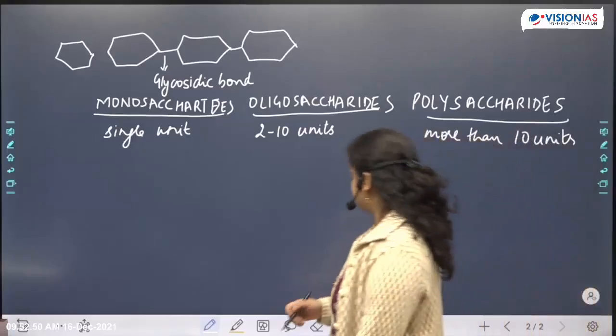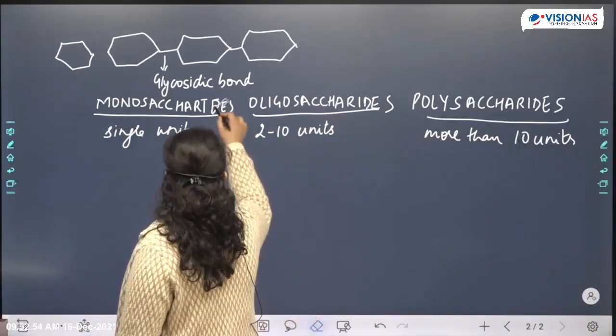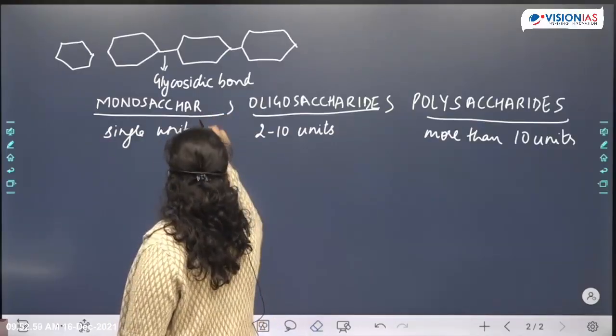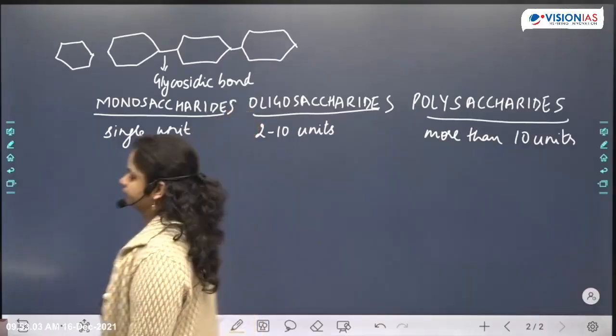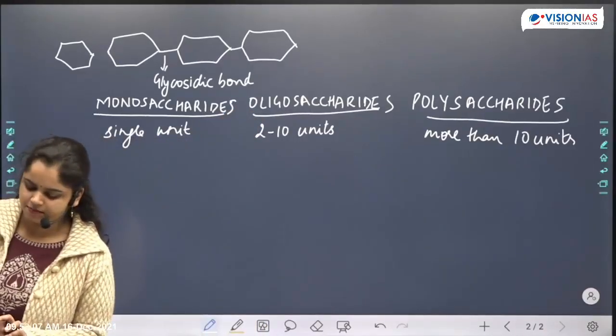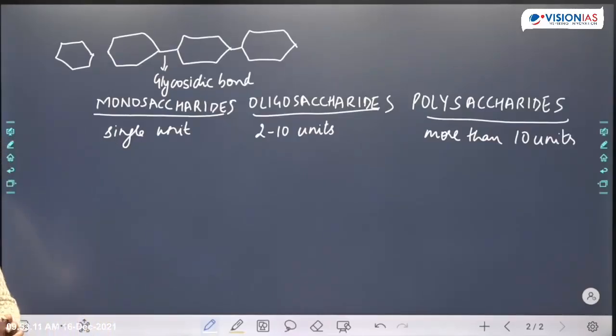Okay, so first write down monosaccharides. They are the simplest forms of carbohydrates that cannot be broken down into simpler form.